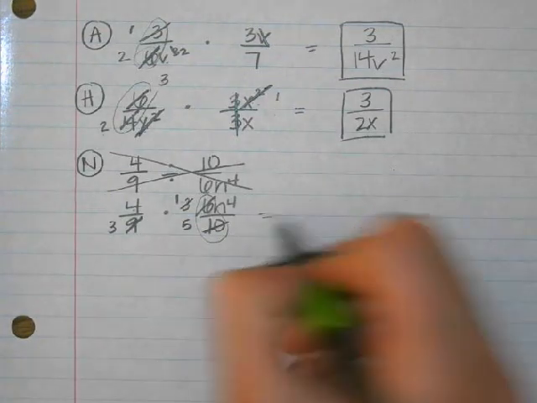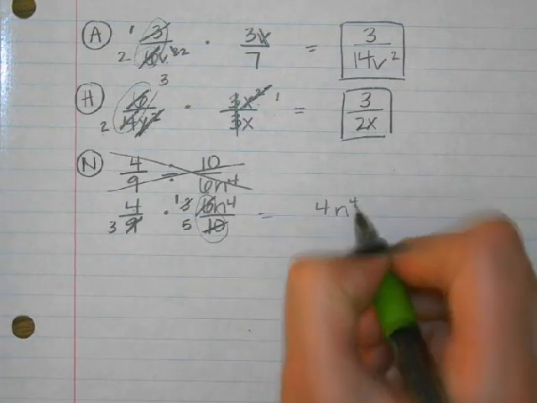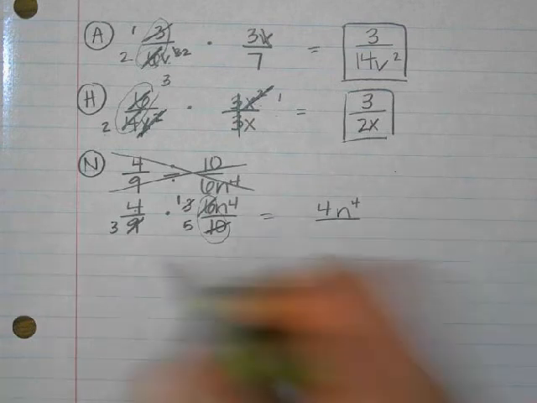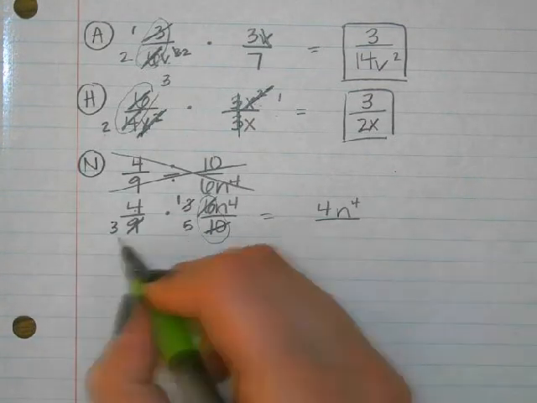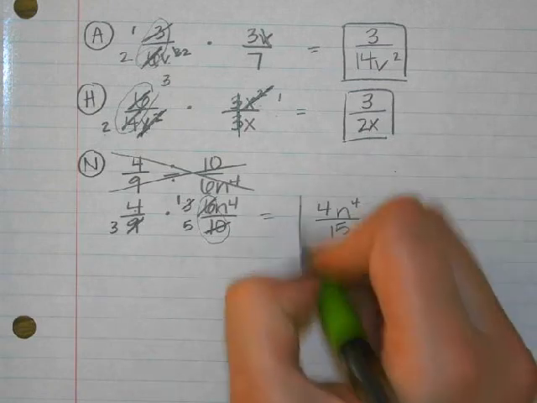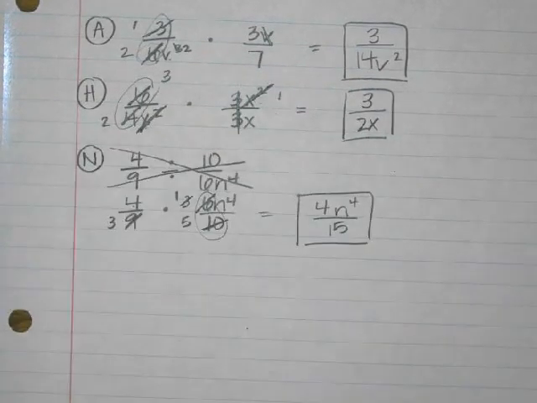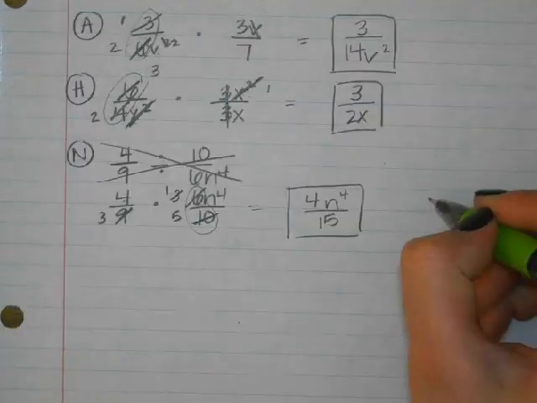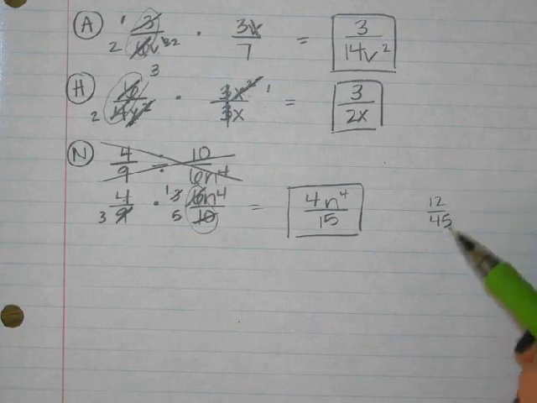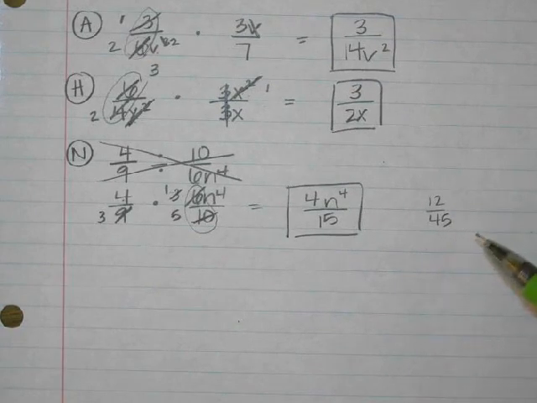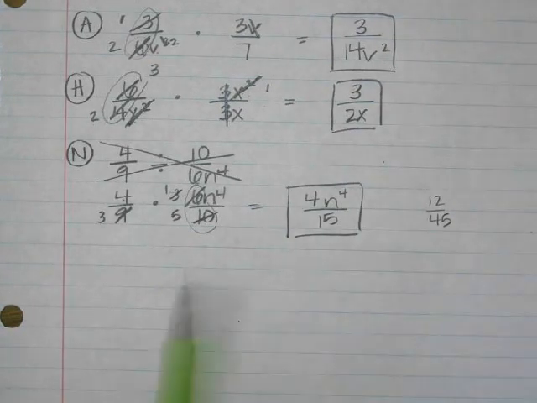So you get 4 over 15. If you had multiplied before you did that simplifying, you would have had 12 over 45. And then if you recognize that they're both divisible by 3, you'd get the 4 over 15, but it's a little bit easier to do it over here.